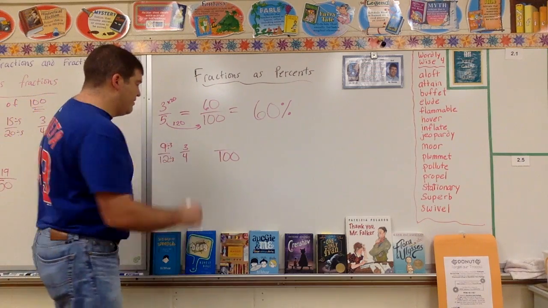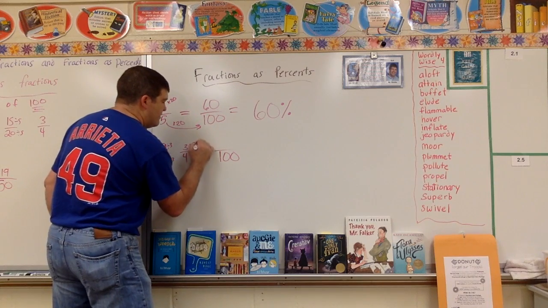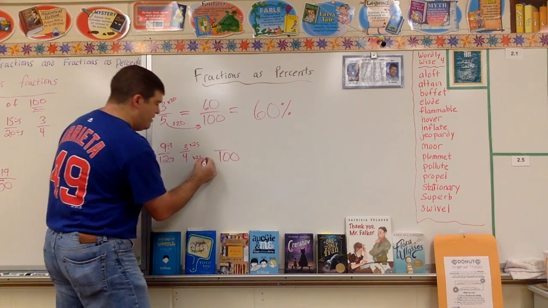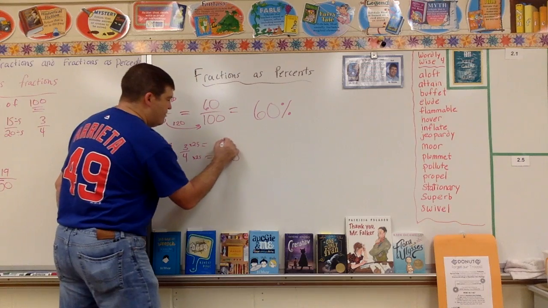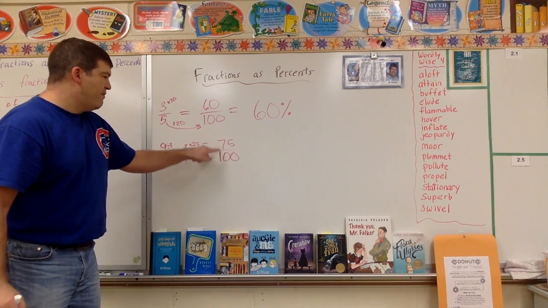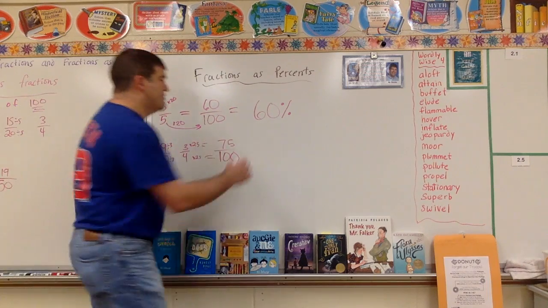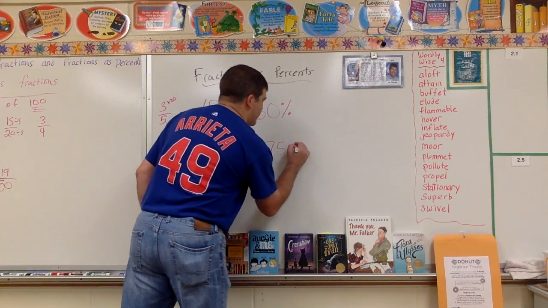This 4 to 100, it's just times 25. And I do it to the top and the bottom the same. That equals 100. That equals 75. So 9/12 is the same as 75 over 100. 75 out of 100, or 75%.